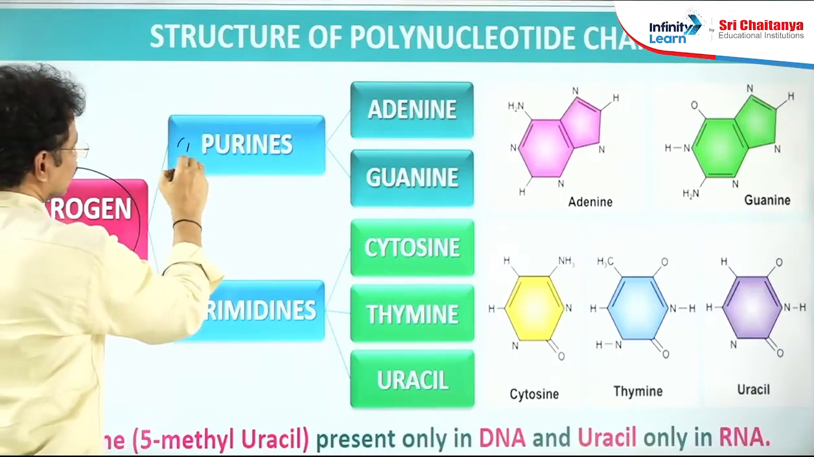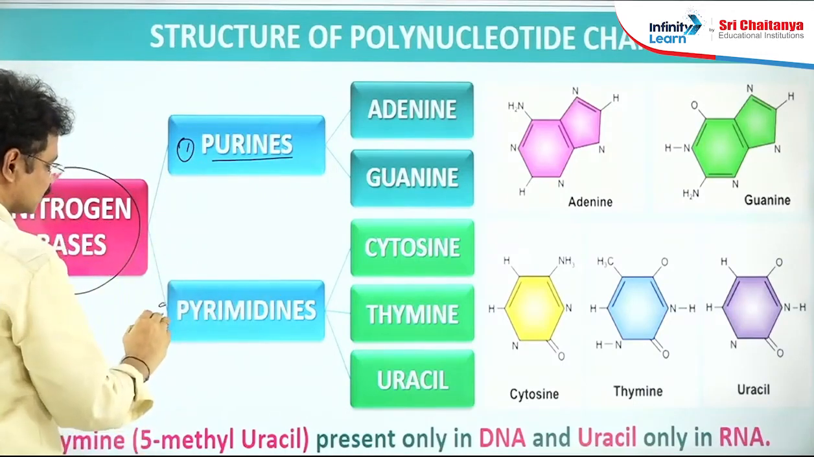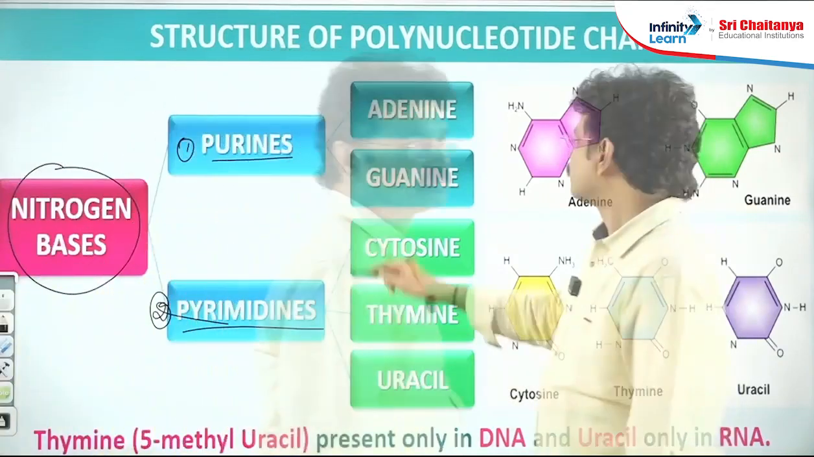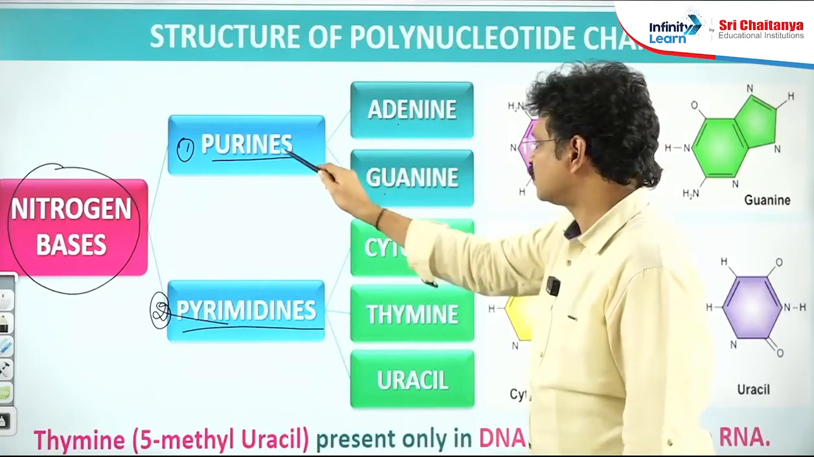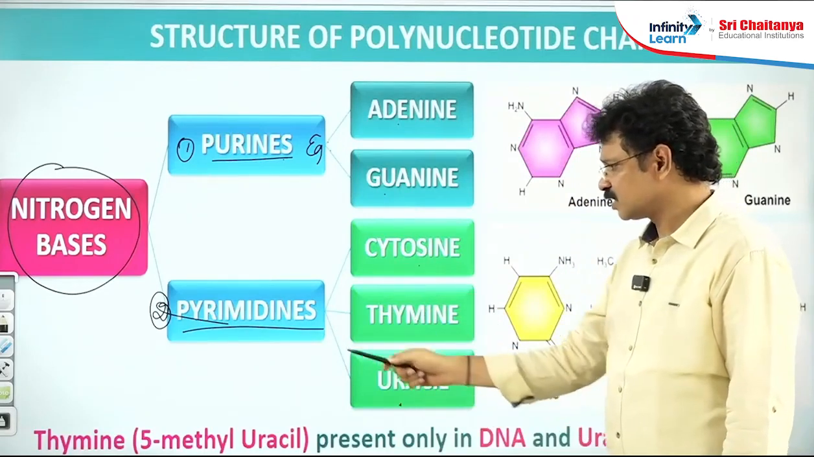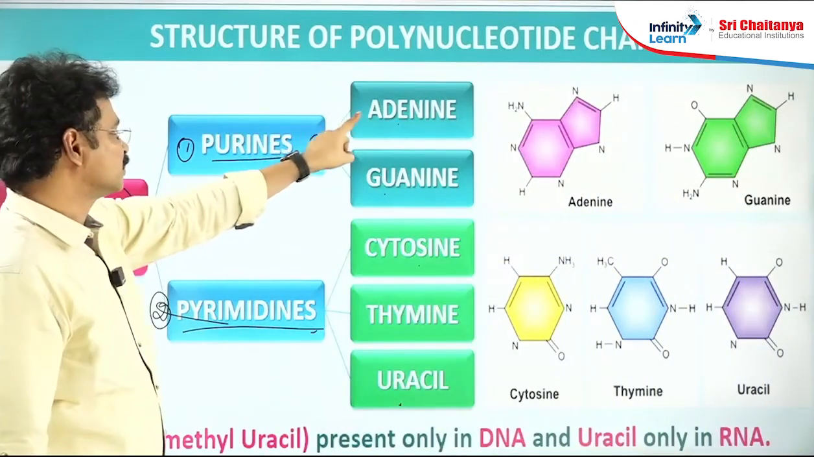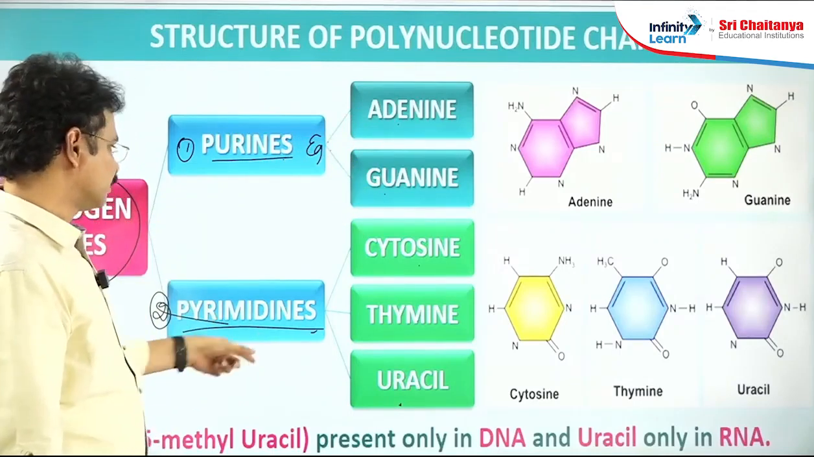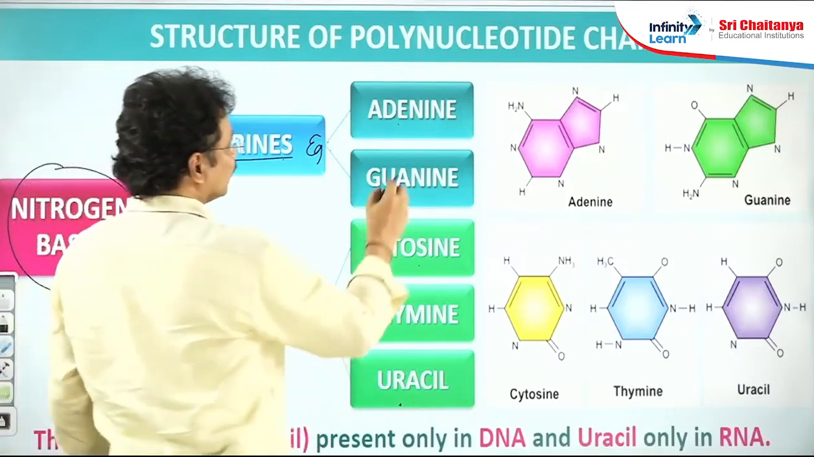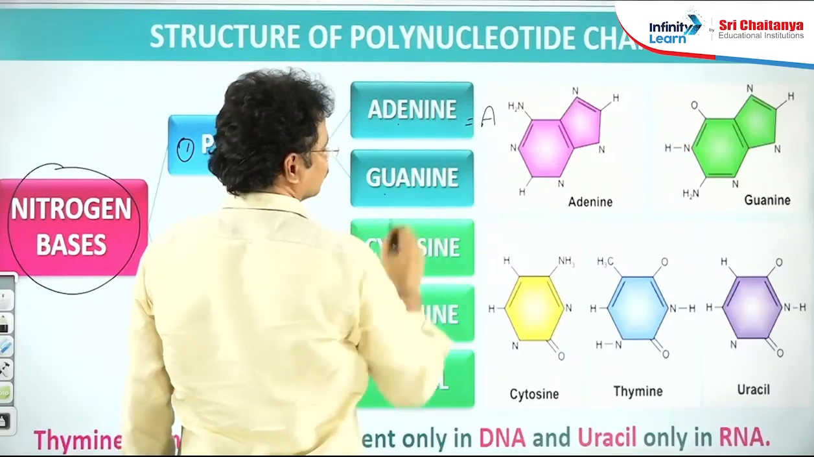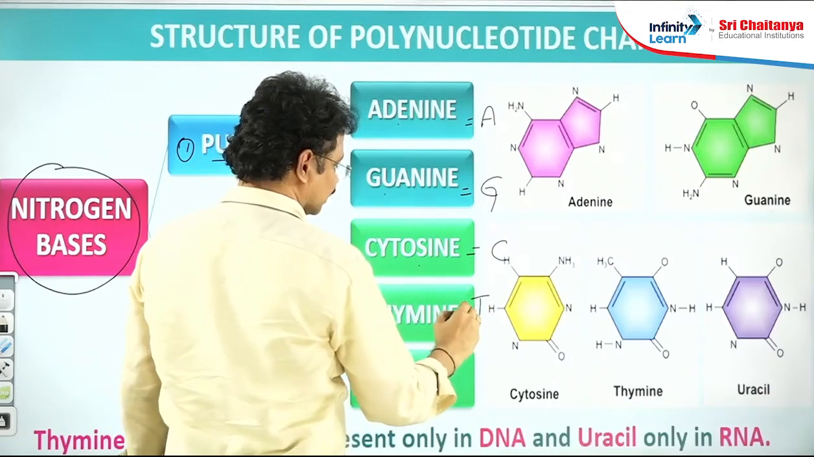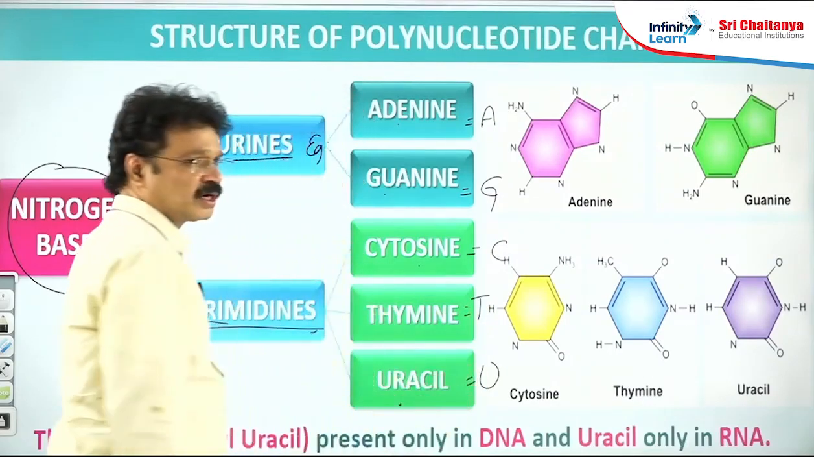Now the next topic is types of nitrogen bases. Broadly classified into two categories. Purines. Another category is the pyrimidines. Both adenine and guanine are examples for purines. Cytosine, thymine, uracil are examples for pyrimidines. Short name of adenine is A. Guanine G. C for cytosine. T for thymine. U for uracil.